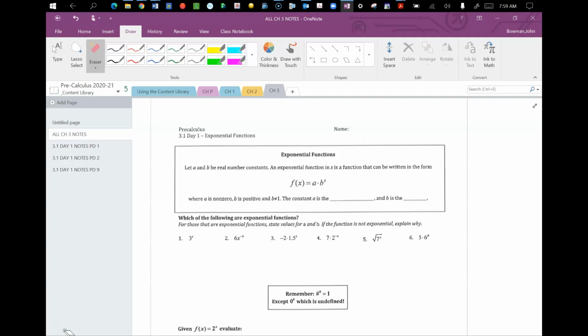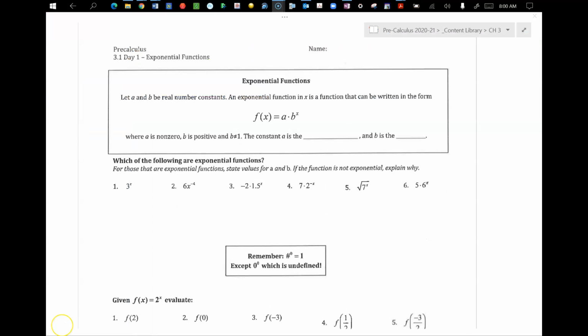If you're having any difficulty with this stuff, particularly the initial stuff here, make sure you touch base with your teacher right away and get some help on it because we're going to move pretty quickly. So exponential functions have a very specific form. They are of this form right here.